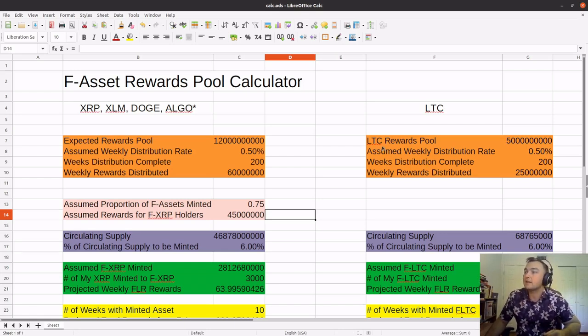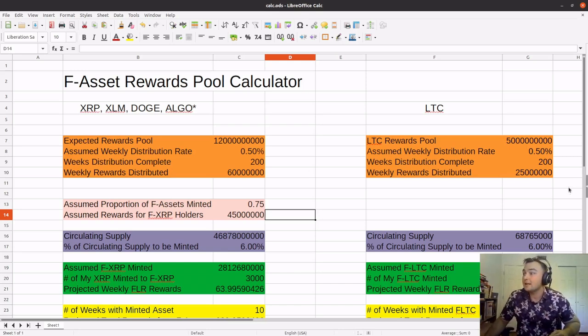On the right hand side, you can see our Litecoin rewards pool is sitting at 5 billion Spark tokens. This will not change. That is completely set. We're assuming a weekly distribution of about 0.5% for both the Litecoin and the general rewards pool. This would take about 200 weeks in order to complete the distribution. So distributing from 12 billion in this case in the general rewards pool at 0.5% per week, that would leave about 60 million rewards being distributed weekly, meaning there would be 60 million Spark tokens distributed weekly to the general rewards pool F assets, such as FXRP, FXLM, FDoge, and possibly FAlgo.